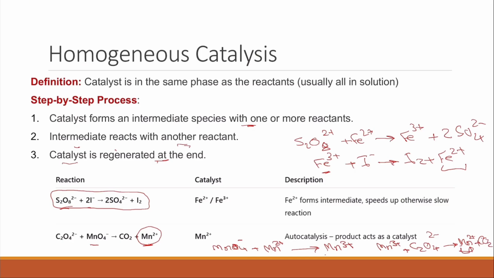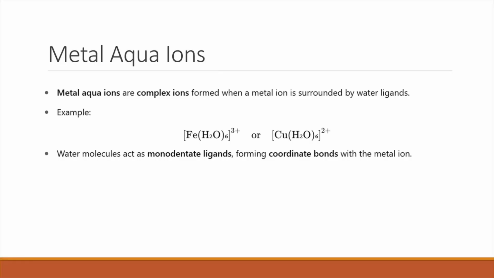So manganese(II) here is formed as one of the products in the reaction, and the manganese(II) that is generated will actually be autocatalyzed, or become an autocatalyst, because it catalyzes the reduction of the manganate.